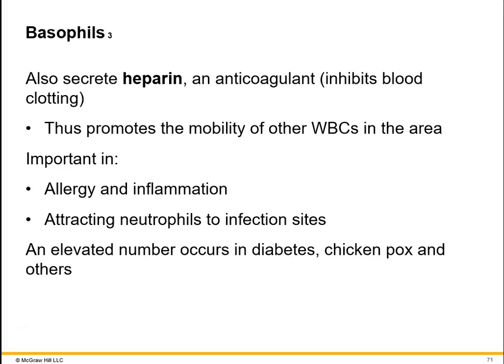Basophils also produce heparin. Heparin is an anticoagulant, which is a fancy word for a blood thinner. So this is going to allow that blood to be thinner so that it can travel, again, more quickly through the blood vessels to help speed up inflammation and speed up the healing process.